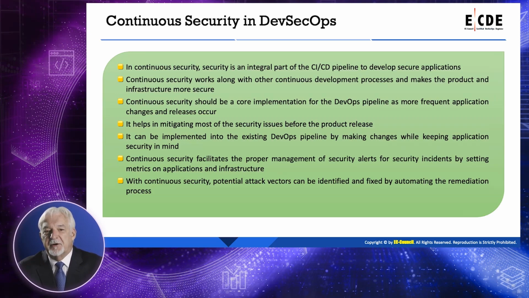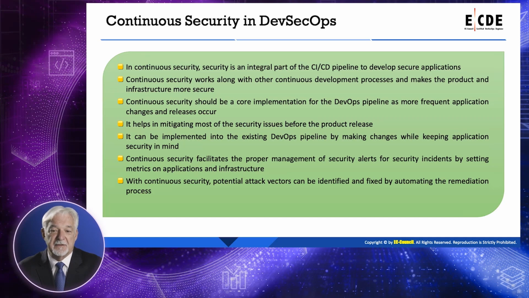In continuous security, security is an integral part of the CI/CD pipeline to develop secure applications. Continuous security works along with other continuous development processes and makes the product and infrastructure more secure. Continuous security should be a core implementation for the DevOps pipeline as more frequent application changes and releases occur. It helps in mitigating most of the security issues before the product release. It can be implemented into the existing DevOps pipeline by making changes while keeping application security in mind.